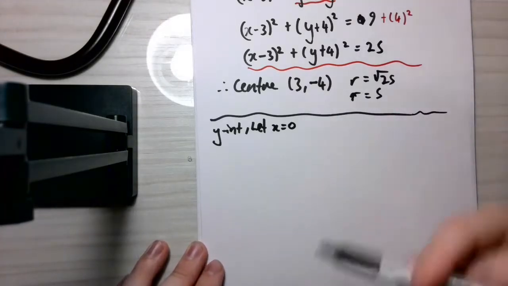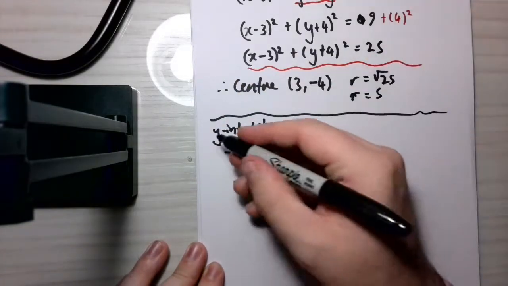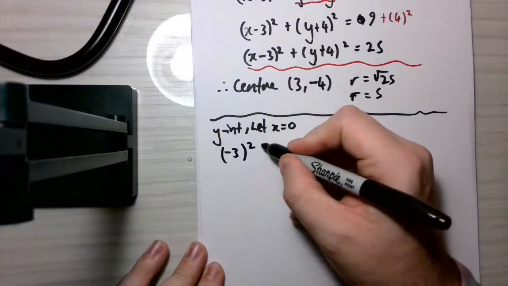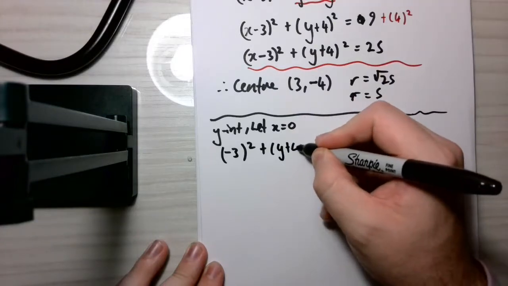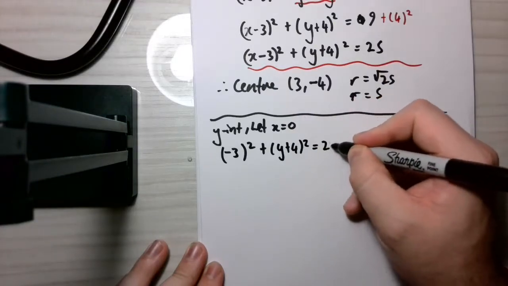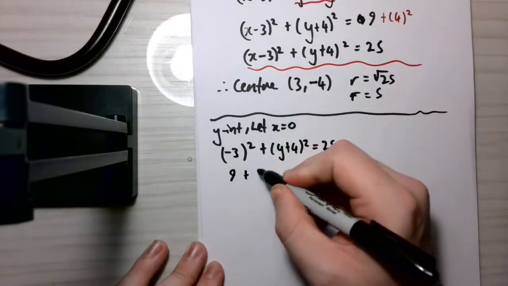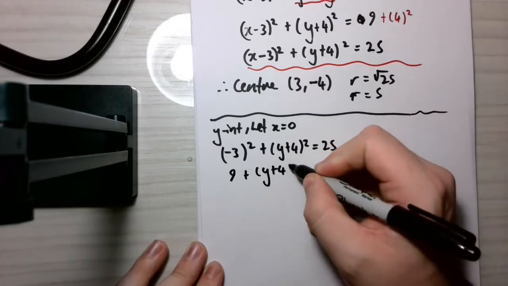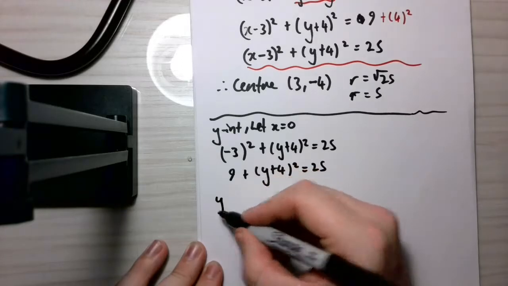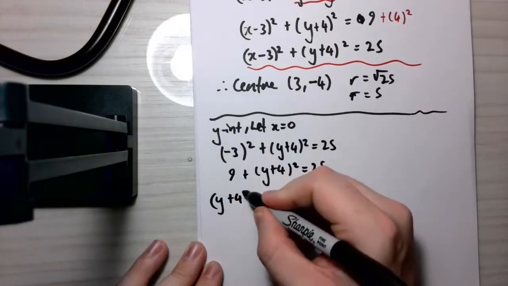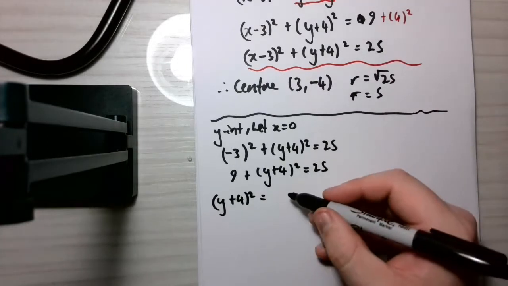So if we let x equal 0 in this equation, we now have, because x becomes 0, we just replace the x with 0, minus 3 all squared, because 0 minus 3 is minus 3, plus y plus 4 all squared equal to 25. Well, minus 3 all squared is positive 9, so 9 plus y plus 4 squared is equal to 25. So we're going to minus 9 from both sides. We now have y plus 4 all squared is equal to 25 minus 9, which is 16.